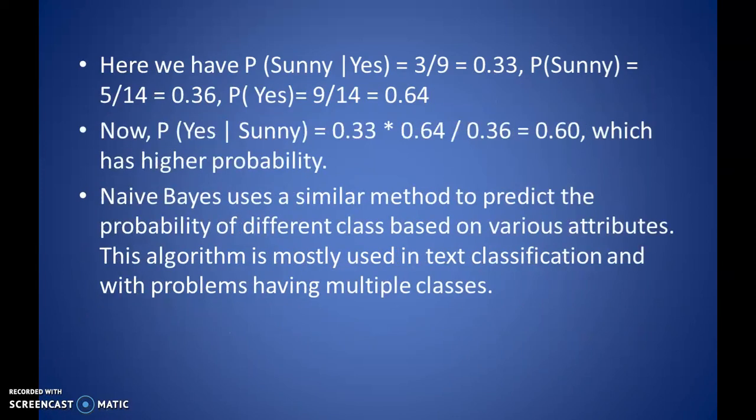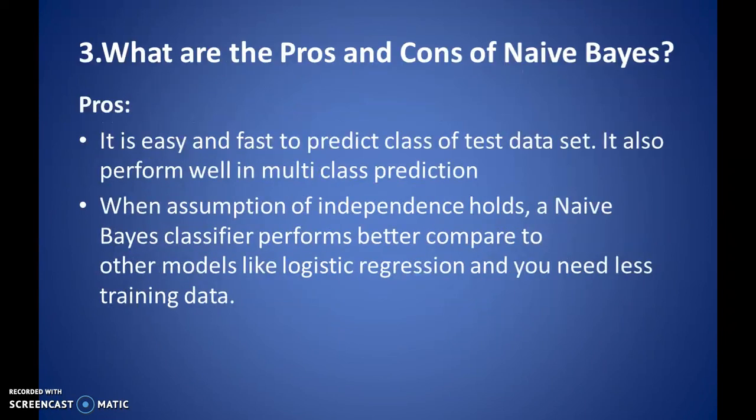When we calculate this, here we have probability of sunny given yes equals 3 by 9, that's 0.33. Probability of sunny equals 5 by 14, that's 0.36. And probability of yes is 9 by 14, that is 0.64. So the total probability of yes given sunny is equal to 0.33 into 0.64 divided by 0.36, which is 0.60, which is a higher probability. So Naive-Bayes uses a similar method to predict the probability of different classes based on various attributes. This algorithm is mostly used in text classification and with problems having multiple classes.